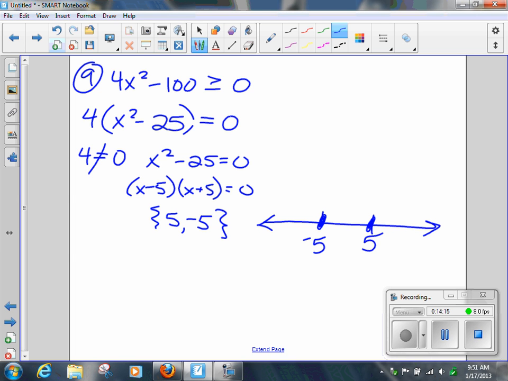Let's test. I'm going to test -6, 0, +6. -10, 0, +10. Doesn't matter. Y'all cool with these numbers? All right, this is the fun part.